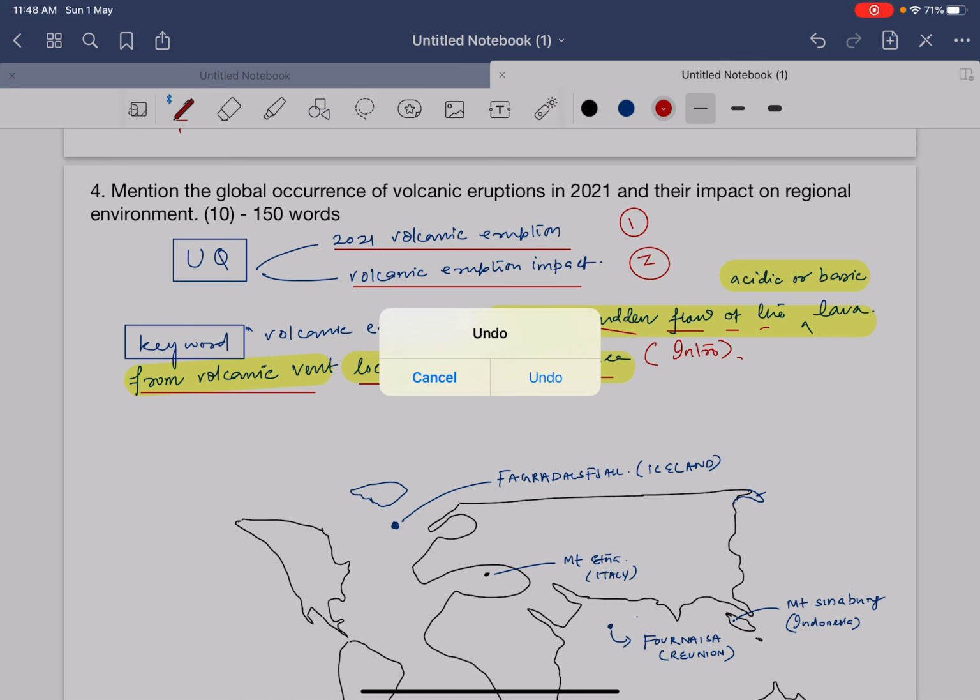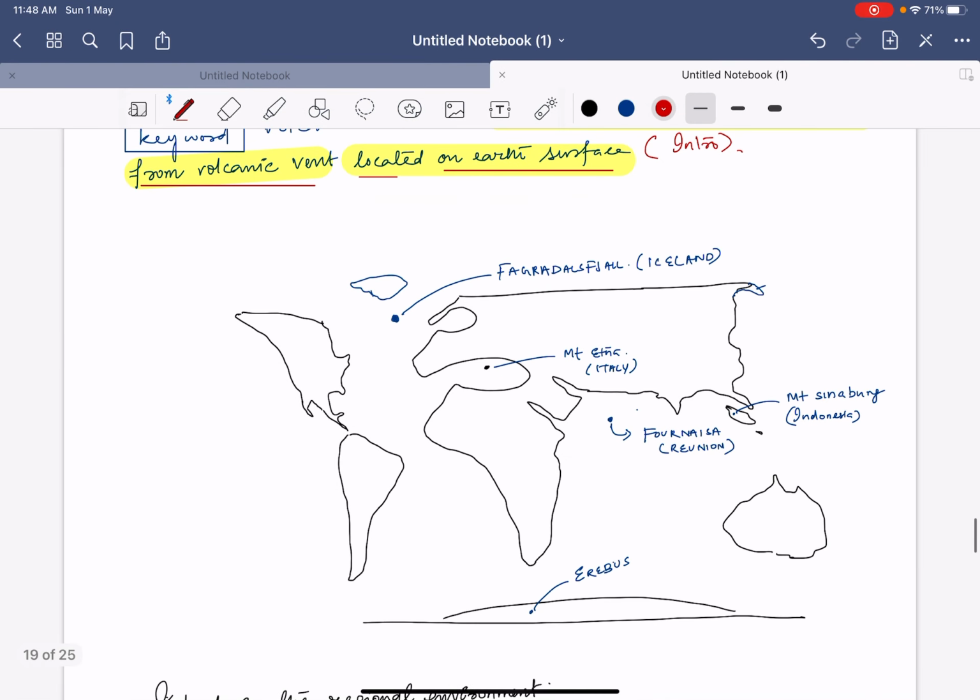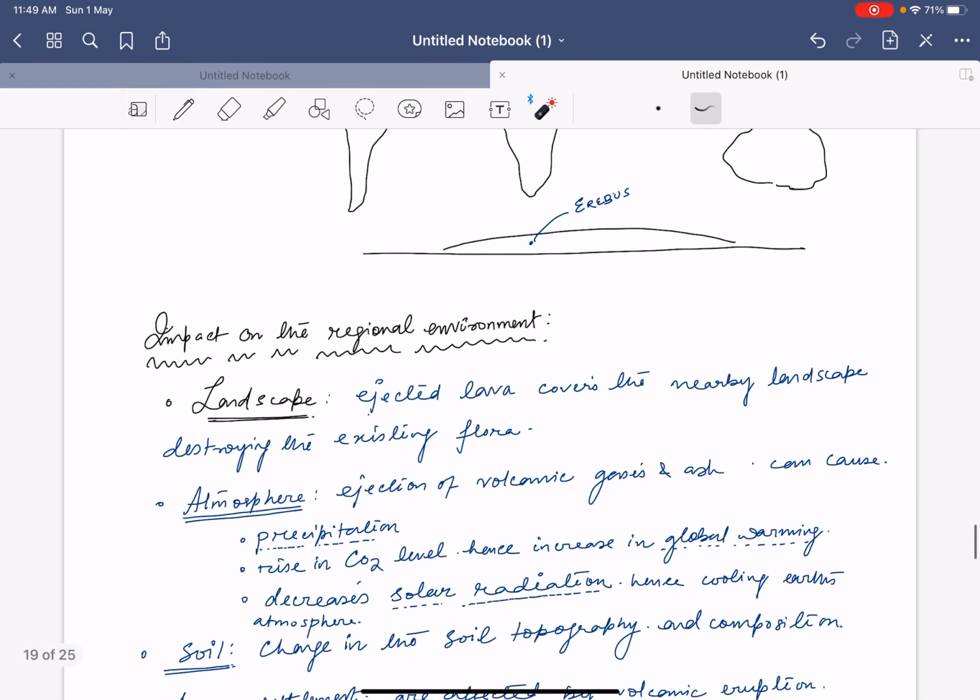Next, let us see what kind of volcanic events occurred across the world. See, we have the Fagradalsfjall in Iceland, we have the Mount Etna eruption in Italy, we have the Piton de la Fournaise in Reunion, we have Mount Sinabung, and we have Erebus. So with a diagram, if I am representing this, then I will fetch very beautiful marks, because the examiner will not just see that the aspirant has a sense of geography, but also that his presentation is brilliant.